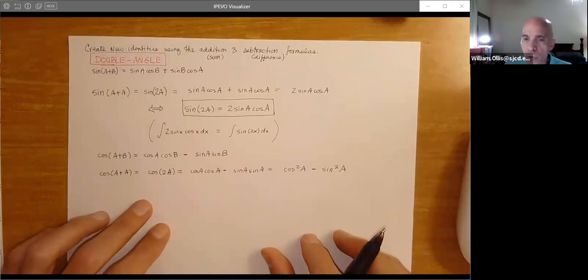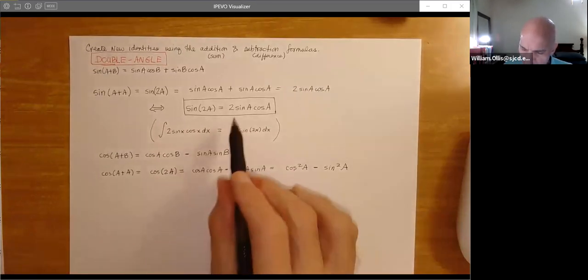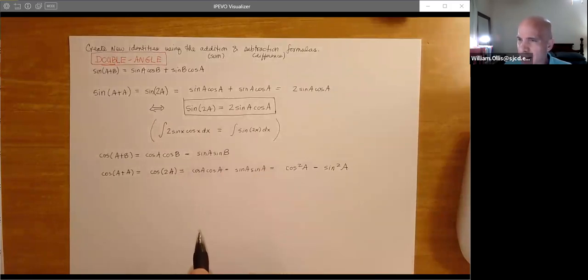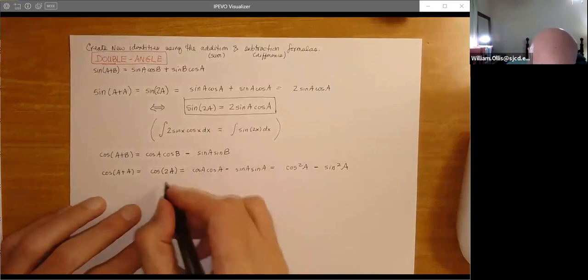Okay, so you're thinking, well, this one looks a lot more useful than that, Professor Ron. That's got a cosine and a sine in it. That's not very helpful. So we're going to fix it. Okay, so let's summarize.